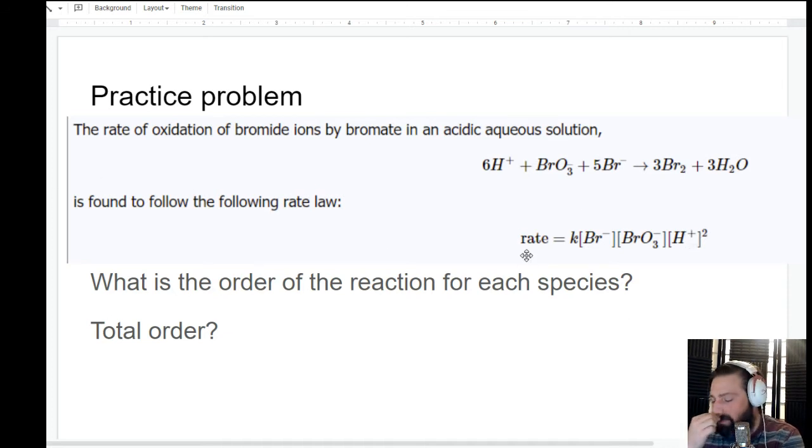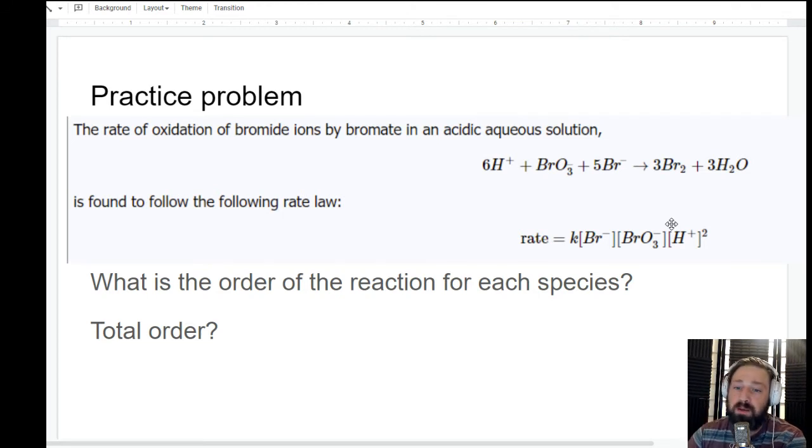Okay. What does that mean? It means that if I were to double the bromide ions, how would that change the rate? If I kept everything else the same and I doubled the bromide ions, how would it change? Well, if I doubled it, it should double the rate. Okay? If I doubled the bromate ions and kept everything else the same, what would happen? Well, I should have doubled the rate. And if I doubled the hydrogen ions here, what should happen? Well, if I doubled it, double to the second power is quadruple, so I should multiply the rate times 4. I should quadruple it. You see? That's what we mean here.